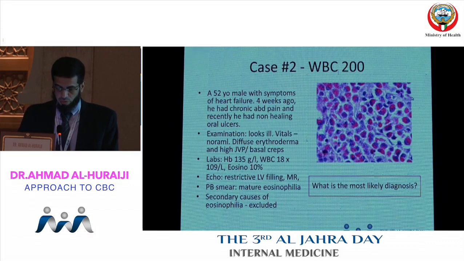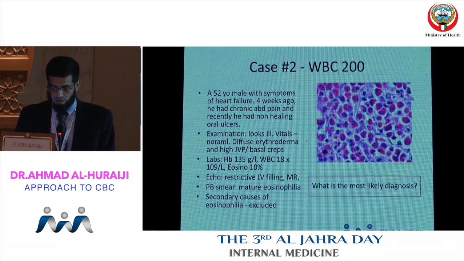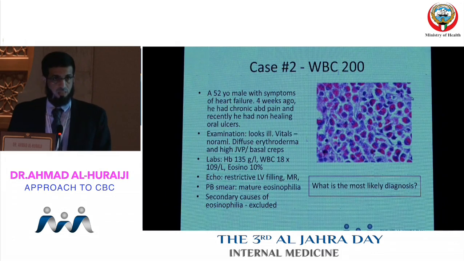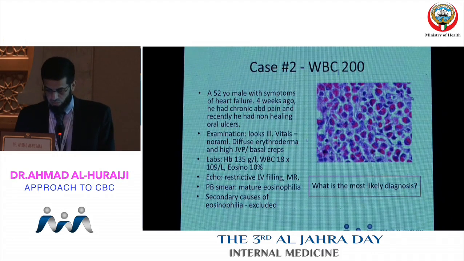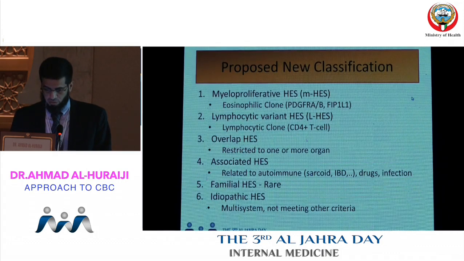His hemoglobin was normal, WBC 18,000, with eosinophils of 10%, which is high. Peripheral smear showed mature eosinophilia, and echo showed a restrictive LV filling defect with mitral regurgitation. The secondary causes of eosinophilia were excluded. So this is a patient with hypereosinophilic syndrome.